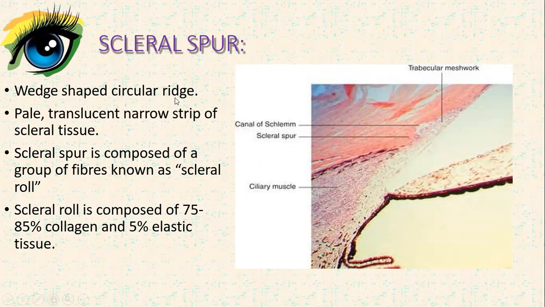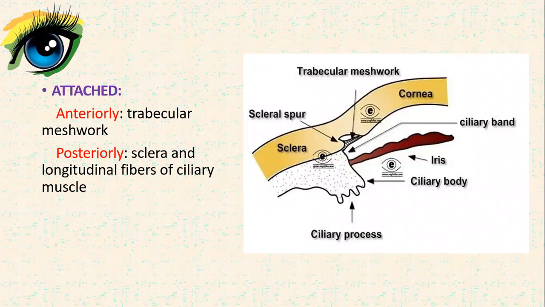It is a paired circular ridge, a translucent narrow strip in scleral tissue, and the scleral spur is composed of a group of fibers known as the scleral roll. So this is the form of the scleral fibers, the scleral roll. It is composed of 70 to 80% collagen fibers and 5% tissue. What is the fibrous layer? Anteriorly is the trabecular meshwork, and posteriorly the sclera, fibers and ciliary muscles.